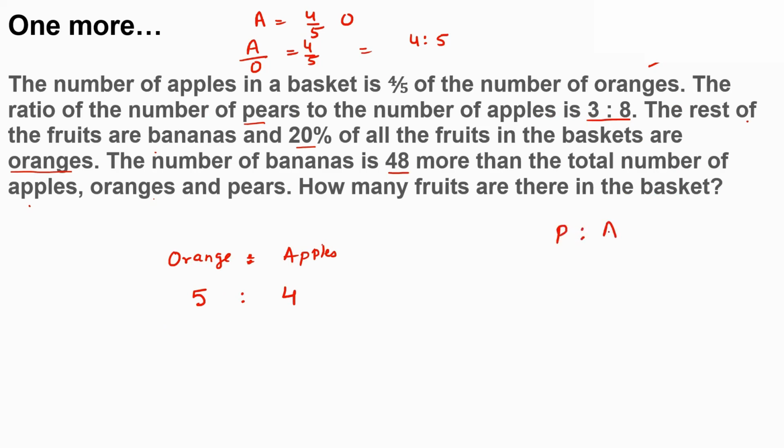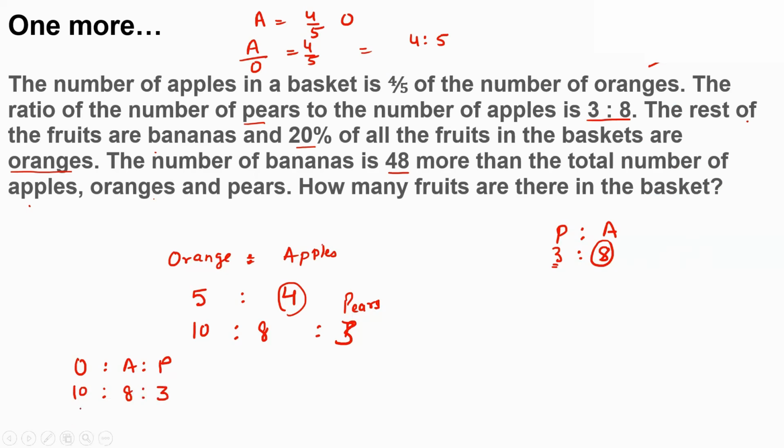Pears and apples, that's 3:8. If I make the apples ratio 8 here, but here it is 4, for comparison it should be 8. So I will multiply both by 2. So I'm getting oranges are 10 and apples are 8. Okay, apples are 8, then pears will be 3. So the ratio of pears will be 3 now. So what's my ratio? Orange, apple and pears: if oranges are 10, apples are 8, then pears will be 3.